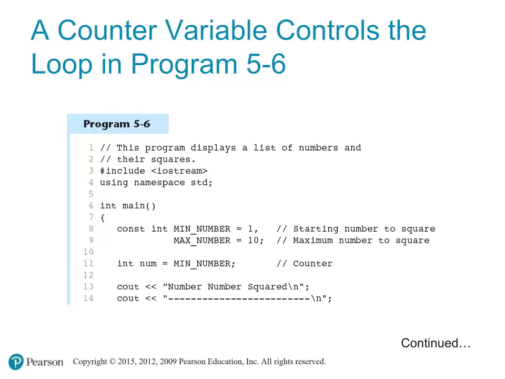This program demonstrates the use of a counter in a while loop. The program prints a list of numbers from 1 to 10 along with their squares. There are two constants, minimum number and max number, that define the range of numbers to square. The counter num is initialized to min number. The program first prints column headers for better readability. So we have number and squared.